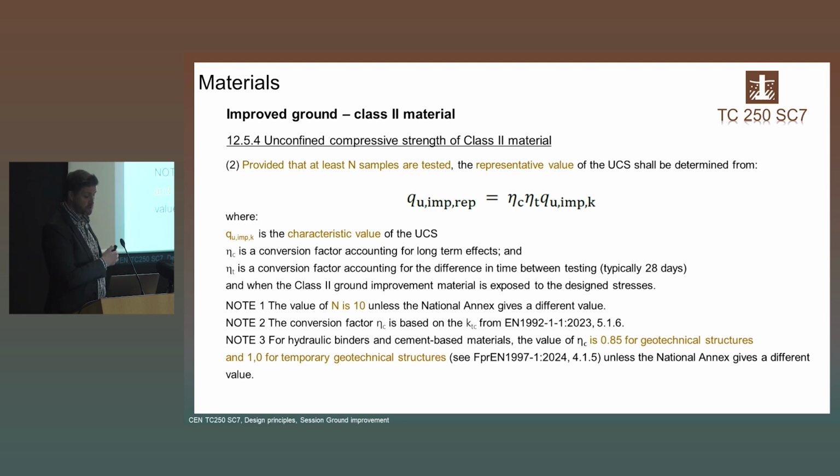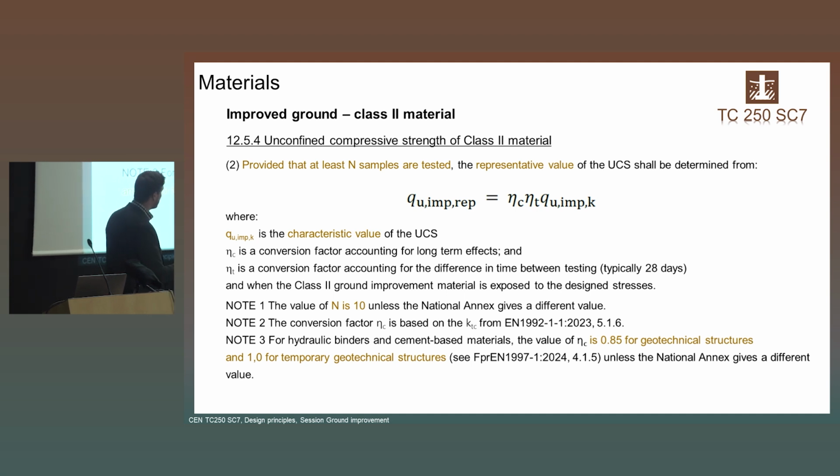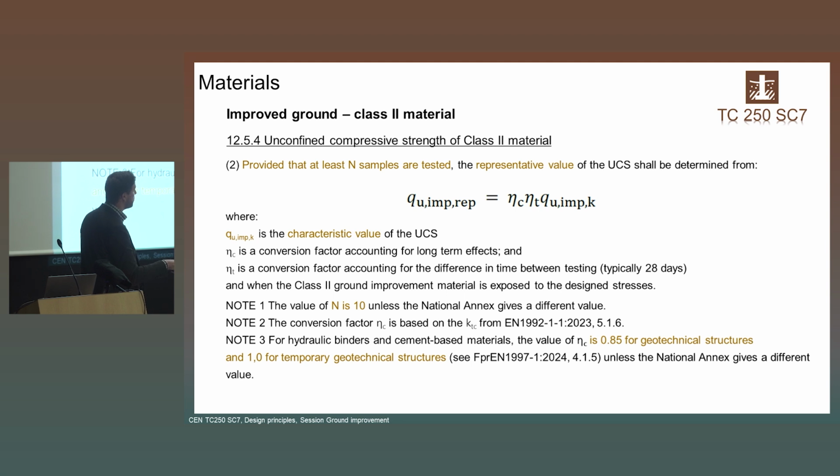Thus, how is the representative value computed according to this approach? Based first of all on a characteristic value if you have at least n samples, and this n can be adapted in the National Annex, depending on the way you do the computation. You have your characteristic value here, and you have to factorize this characteristic value by two conversion factors. The first one accounts for long-term effects, such as for concrete material here, and eta C is equal to 0.85 for geotechnical structures, what we called in the past permanent structures, and is equal to 1 for temporary structures.